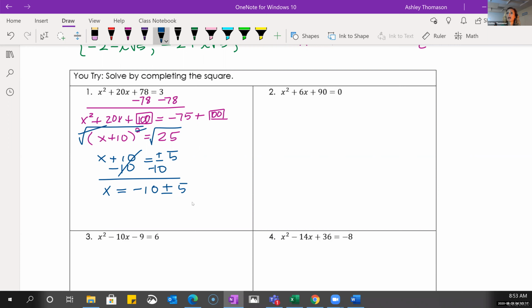Thank you, Jeremy. All right, so to get my 2 answers, I'm going to do the addition and subtraction. And just so that I can be the best mathematician I can be and put my smaller answer first, I'm going to do the subtraction first, but I wouldn't count it wrong if you didn't do it that way. So negative 10 minus 5 is negative 15. And negative 10 plus 5 is negative 5. And again, we got 2 nice answers here. It doesn't always work out that way.